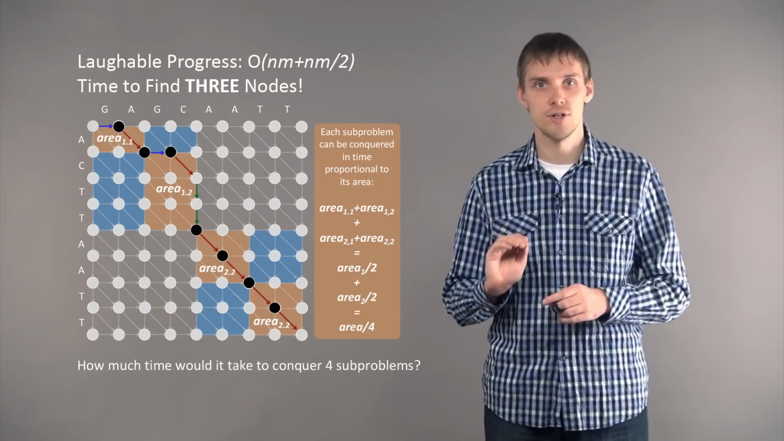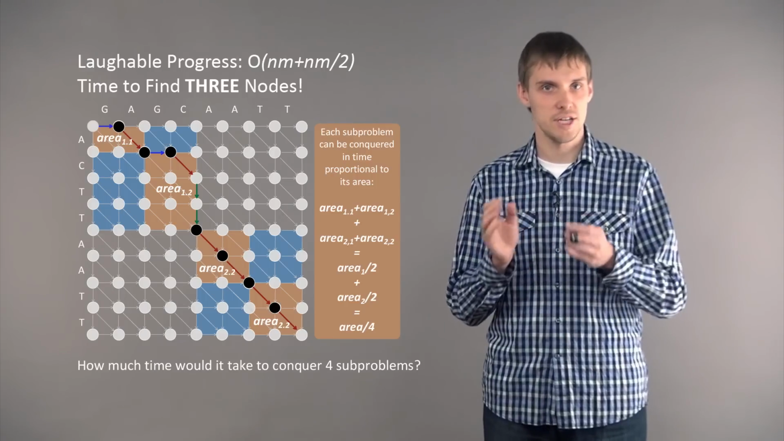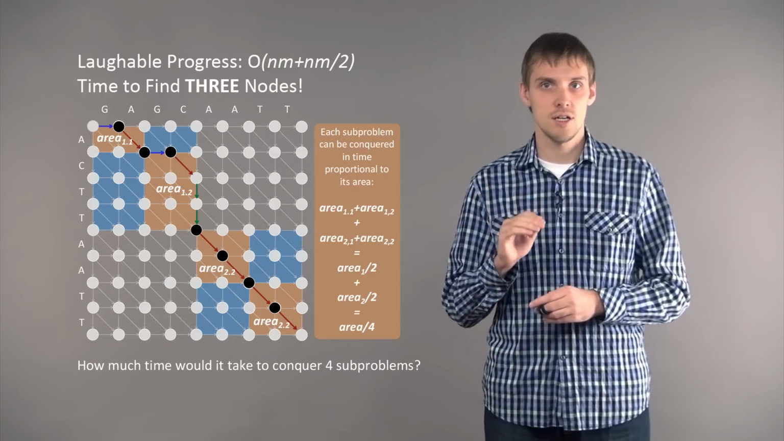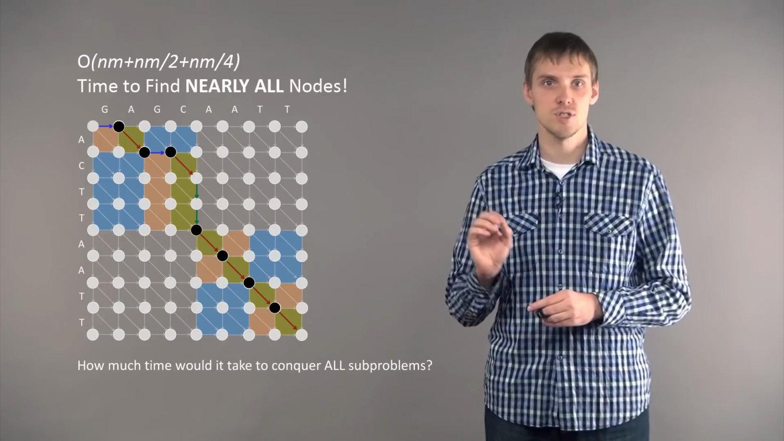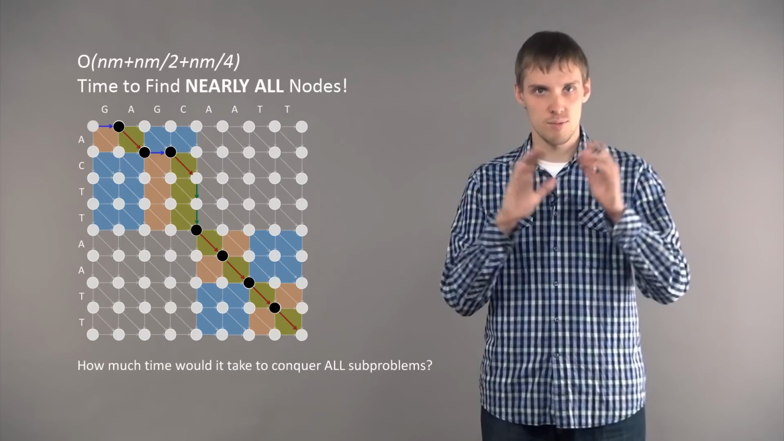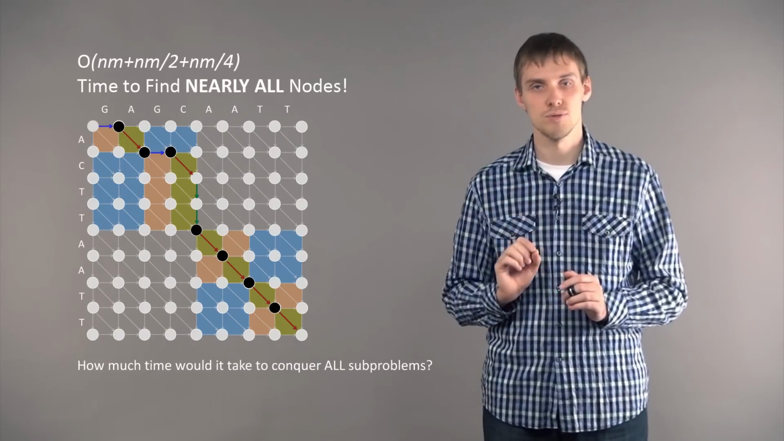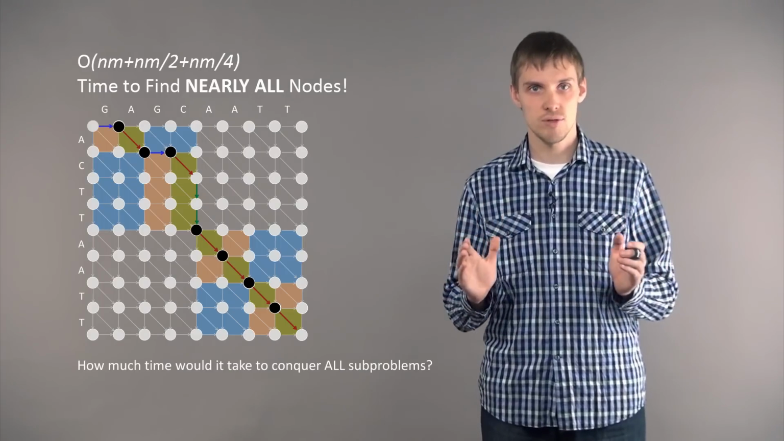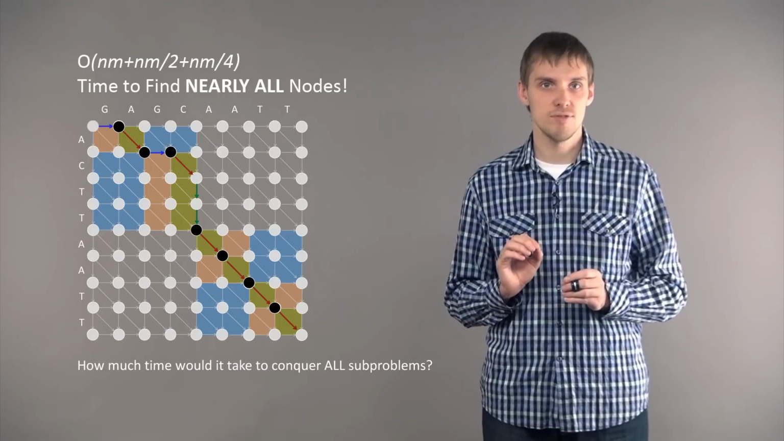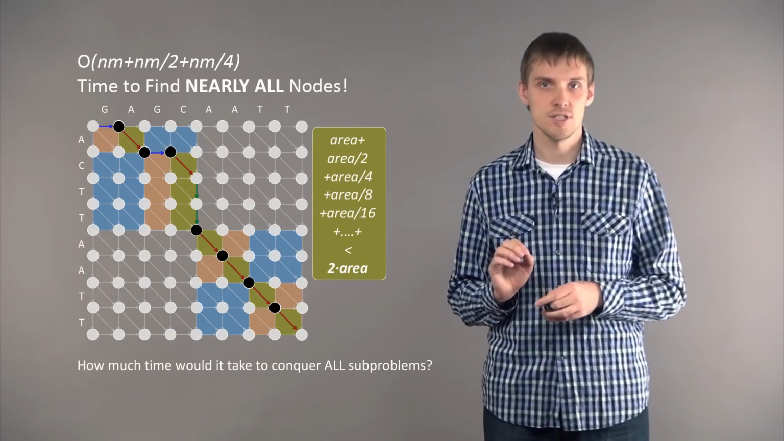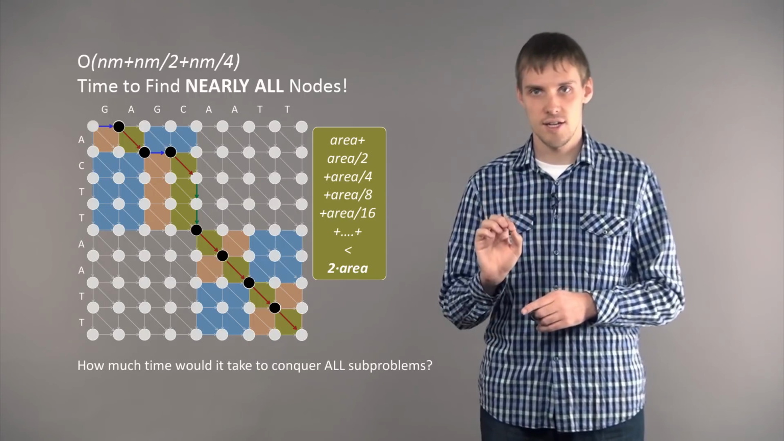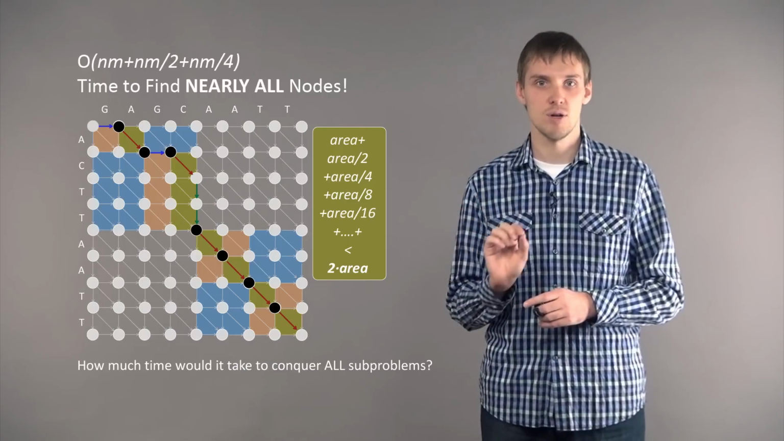And on the third level of recursion, the total area which we need to look at is proportional to area divided by 4. And on the fourth step, it's even smaller and smaller. During the whole algorithm, firstly, we visited the whole area to find a single middle node. In the next step, we visited area divided by 2 to find more nodes on our optimal alignment path. And on the next step, we visited area divided by 4, and so on. And this progression sums up to 2 times the area. So the runtime of this algorithm is linear in the area of our Manhattan grid.